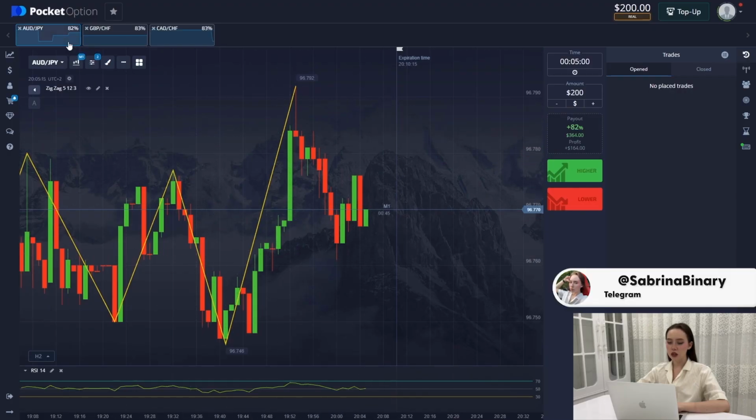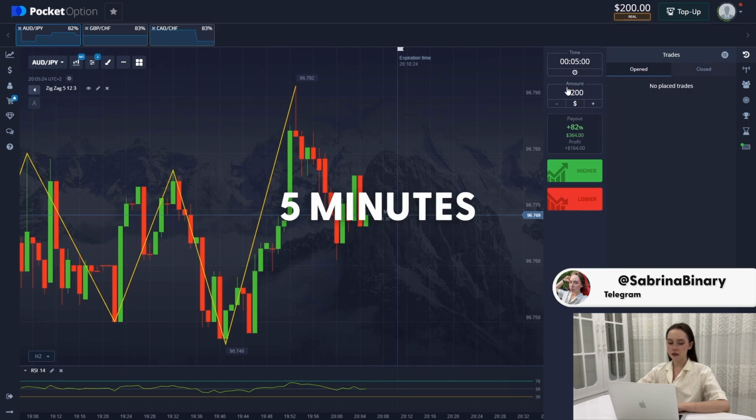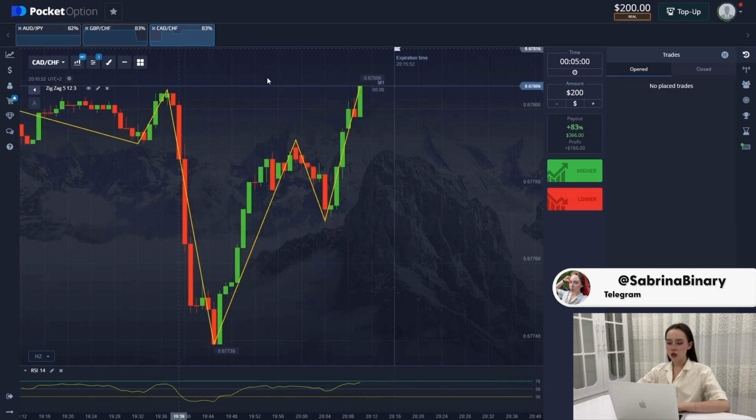From above here you can see the currency pair that I have chosen in advance. The starting balance for today is $200 and the time frame of the first deal is 5 minutes, and the amount of the deal each time I will increase to the maximum. I want to start with this currency pair. Let's open a trade on the price increase.